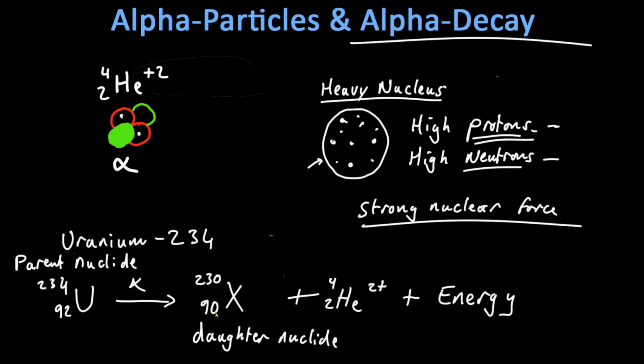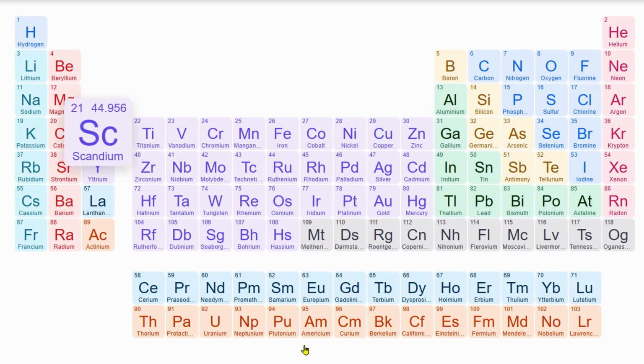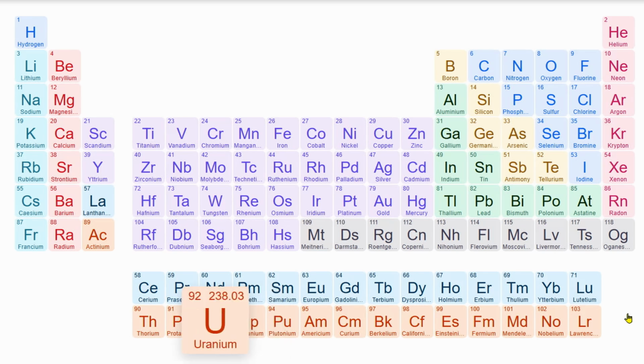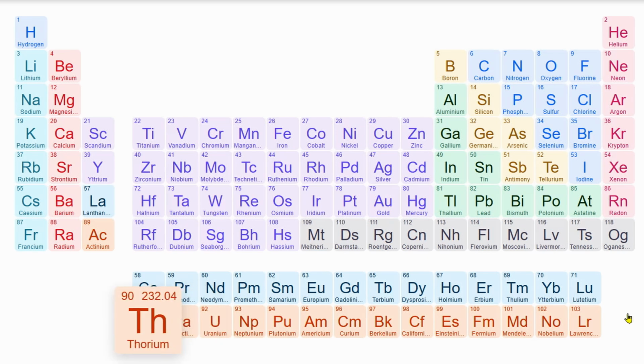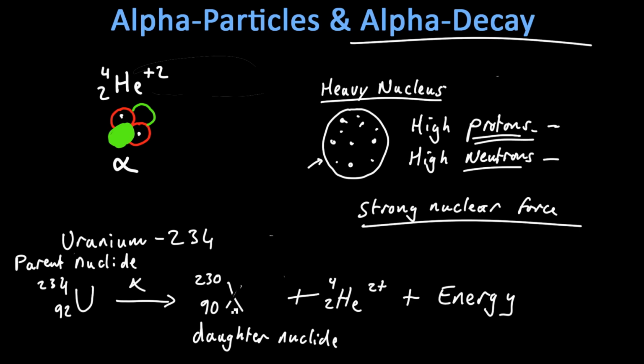So with this information here, if we look on our periodic table, can we work out what element this is? It's got a proton number of 90. What element on this periodic table here has a proton number of 90? Well, if we have a look at the uranium here with a proton number of 92, we go back one, we've got a proton number of 91, so it can't be this element here. But we've got the element of thorium, which has a proton number of 90. So our new element must be thorium. So we can change this to thorium.